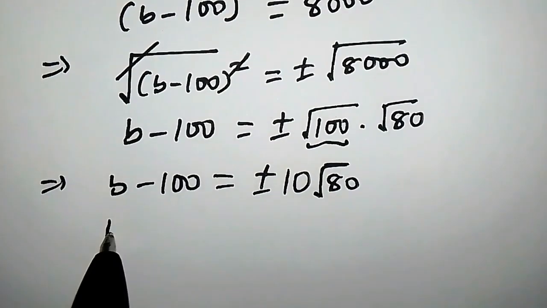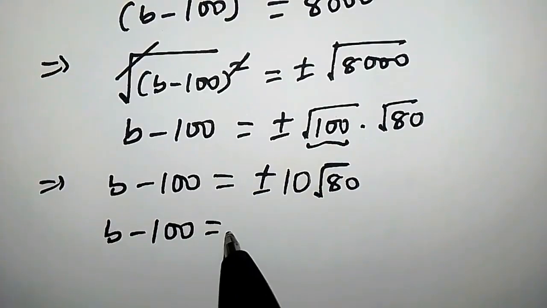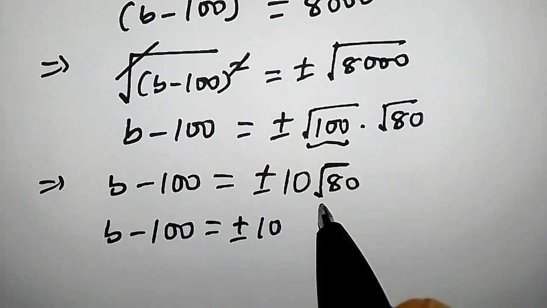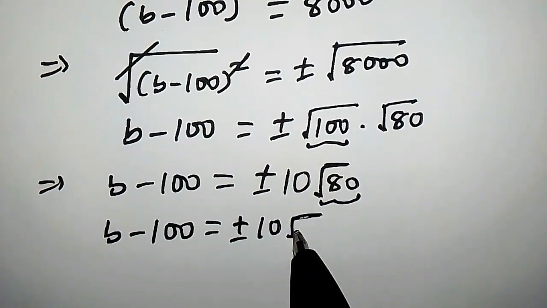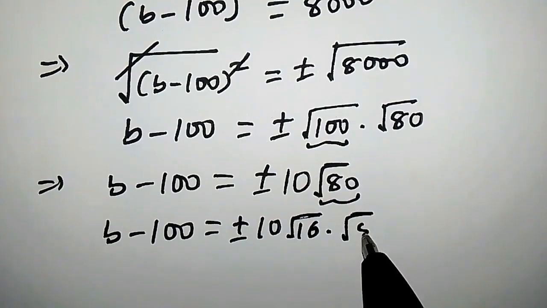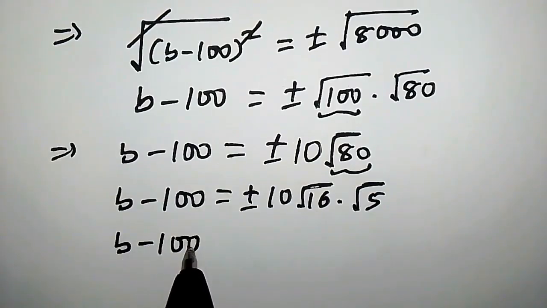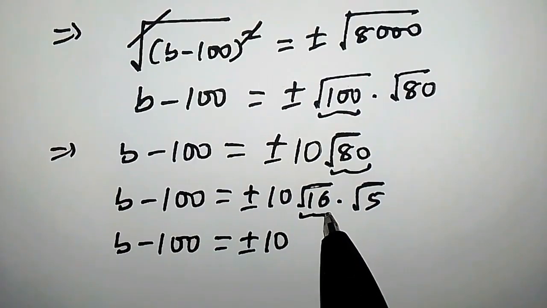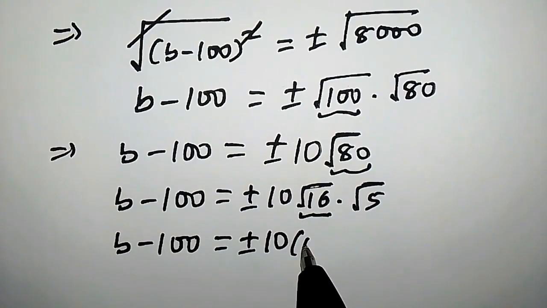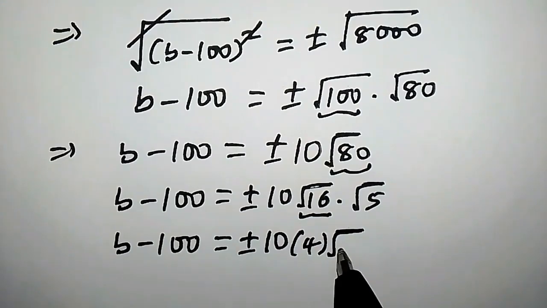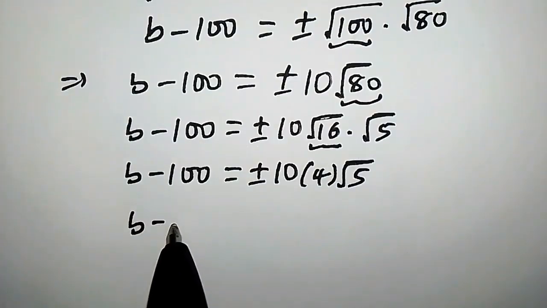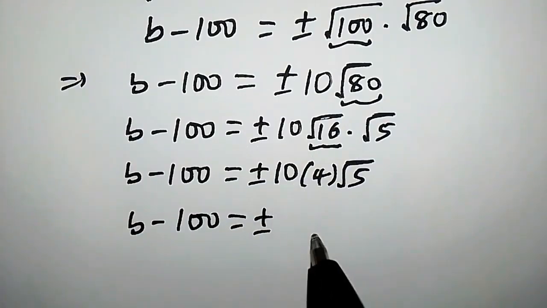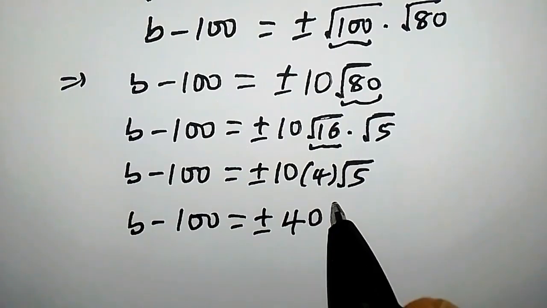Let's proceed further. B minus 100 is equal to plus or minus 10. We can also rewrite square root of 80 as square root of 16 times square root of 5. What is square root of 16? That is simply 4 times square root of 5. So B minus 100 is equal to plus or minus 10 times 4, that is 40 times square root of 5.